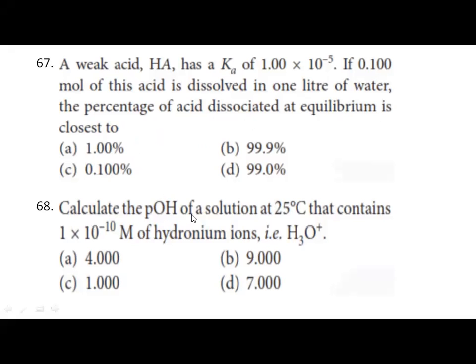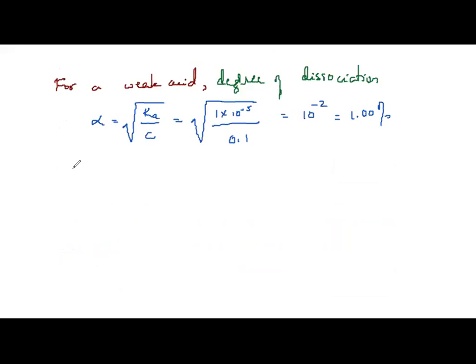Next, calculate the pOH of the solution at 25 degrees Celsius that contains 1 into 10 raised to minus 10 molar of hydronium ions, that is H3O plus. Okay, how do you calculate? Let us take here H3O plus ions. How much they have given? H3O plus ions is 1 into 10 raised to minus 10. H3O plus is nothing but H plus ion concentration.